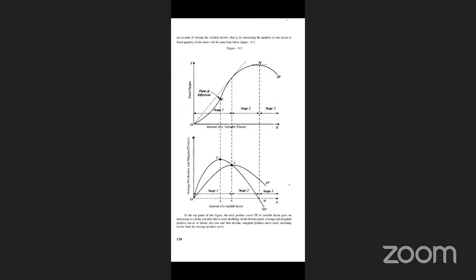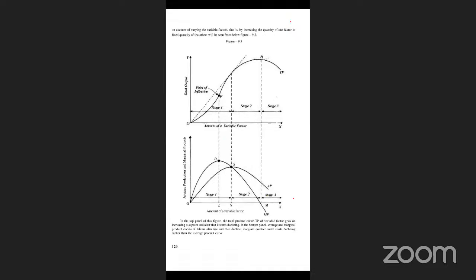Let me start with this. Okay. So here, this is the graphical representation of the law of variable proportion. Here you can see this is the variable factor, x-axis, and this is y-axis, which is total output. There are 2 figures. Please do make a note.